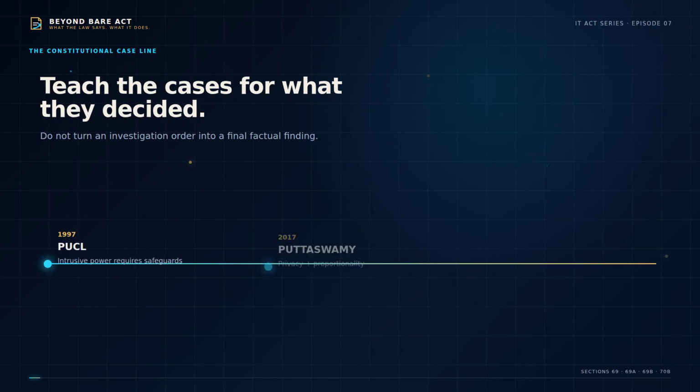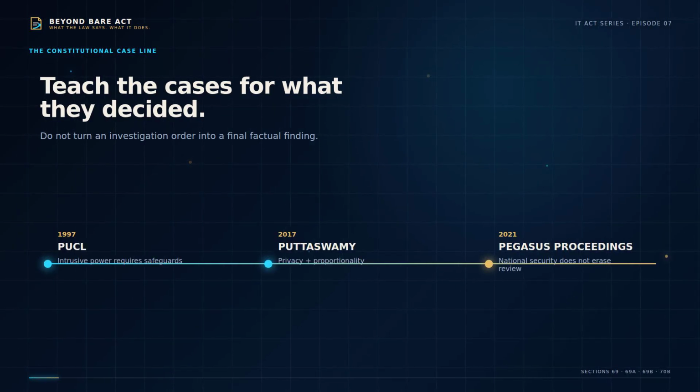3 Supreme Court decisions supply the constitutional background. First, People's Union for Civil Liberties versus Union of India. The case concerned telephone tapping under the Telegraph Act. The court treated tapping as a serious invasion of privacy and laid down procedural safeguards until rules were framed. Its lasting lesson is simple. Intrusive power needs lawful authority and protection against arbitrary use.